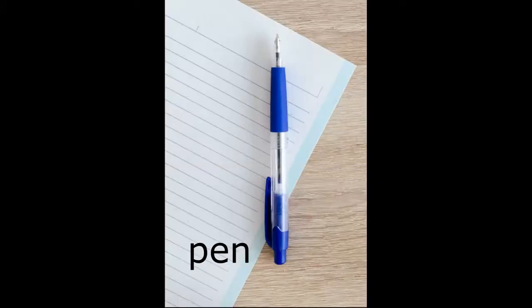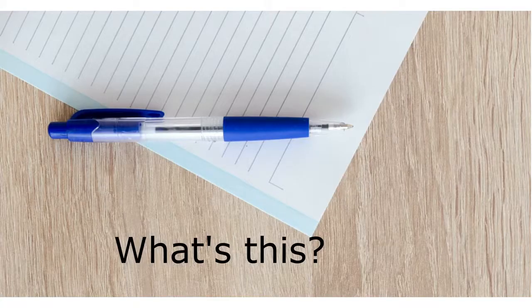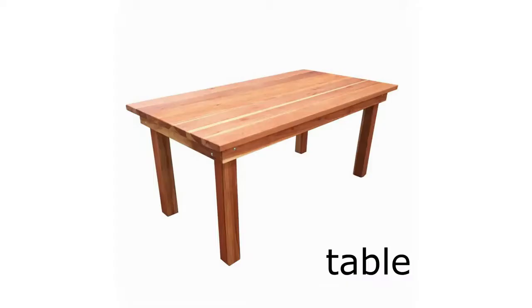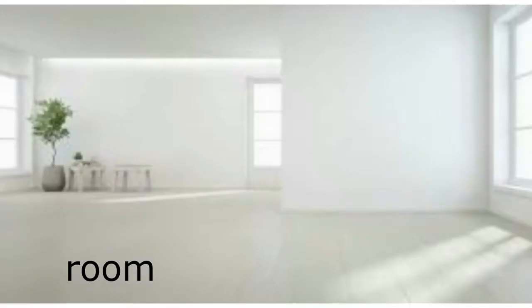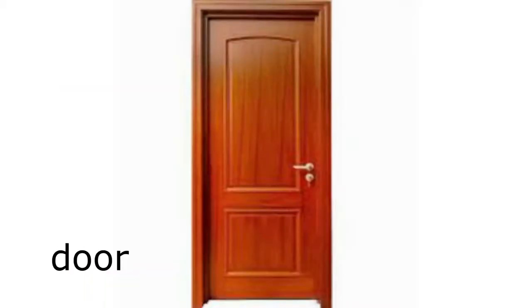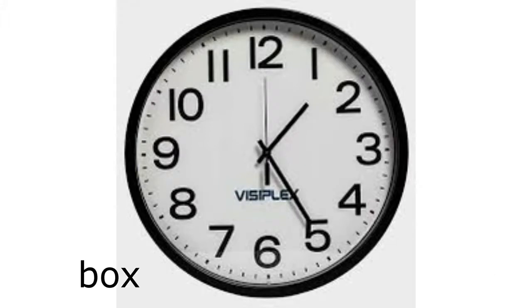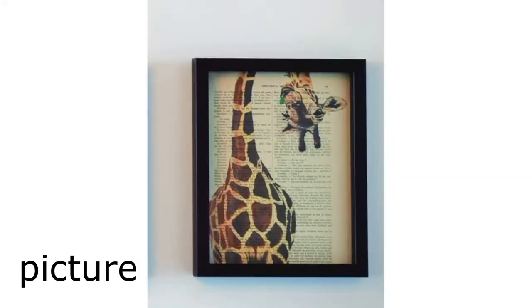Lesson 1. Pen, pencil, book. What is? What's? This. It is. It's. What's this? It's a pen. Table, chair, light, wall, floor, room, ceiling, window, door, clock, box, picture.